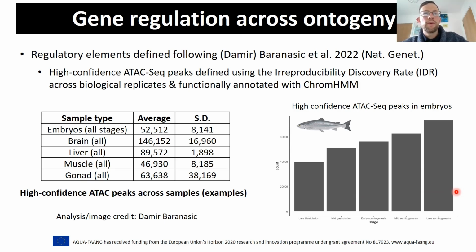So we're very happy with this method, but any results I present on regulatory elements shown from here on were defined this way. You can see examples of the number of open chromatin regions defined by this method in this table for some of the sample types, and on the graph on the right for embryo stages, where you can see the genome's becoming increasingly permissive to transcription or more open as development proceeds, which is expected from previous work in zebrafish.